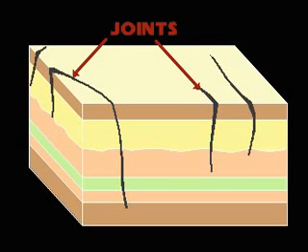Joints are fractures in the rock body along which no movement has taken place. These may form due to cooling of the rock body or due to external stresses.